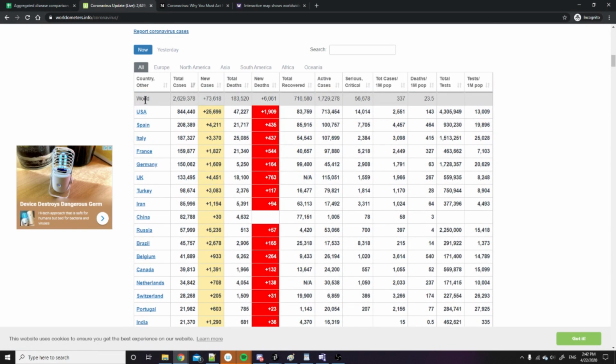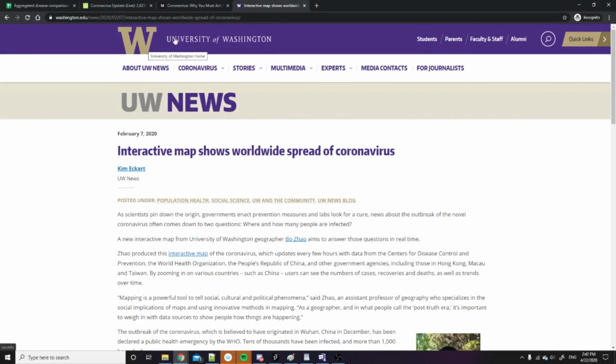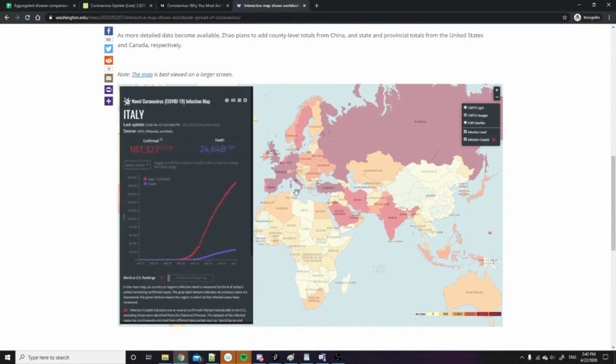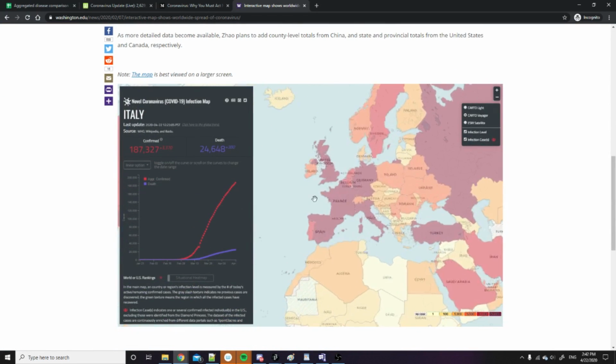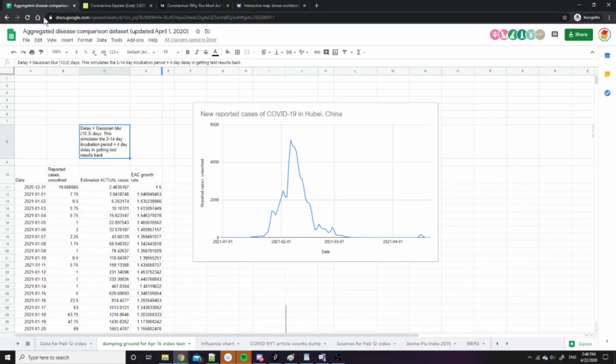So recently I've been toying around with this data from Worldometer and from the University of Washington's interactive map by Bo Zhao, and I'm trying to use this data to get a better picture of how the lockdowns of each country are actually affecting the spread of the virus. So with that being said, let's head to this Google spreadsheet I made to do a bunch of back-of-the-hand calculations.